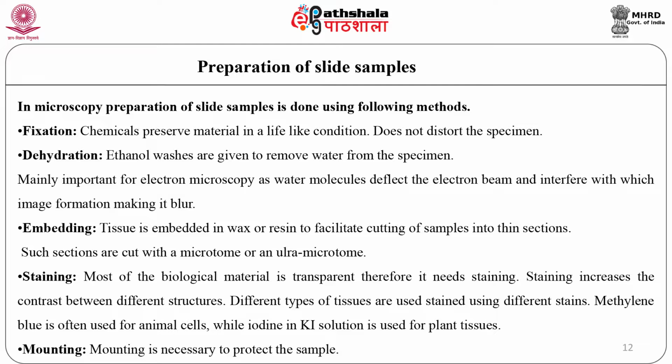Step 4. Staining. Most of the biological material is transparent, therefore it needs staining. Staining increases the contrast between two structures. Different types of tissues are stained using different stains. Methylene blue is often used for animal cells, while iodine in KI solution is used for plant tissues. Step 5. Mounting. Mounting is the step necessary to protect the sample.